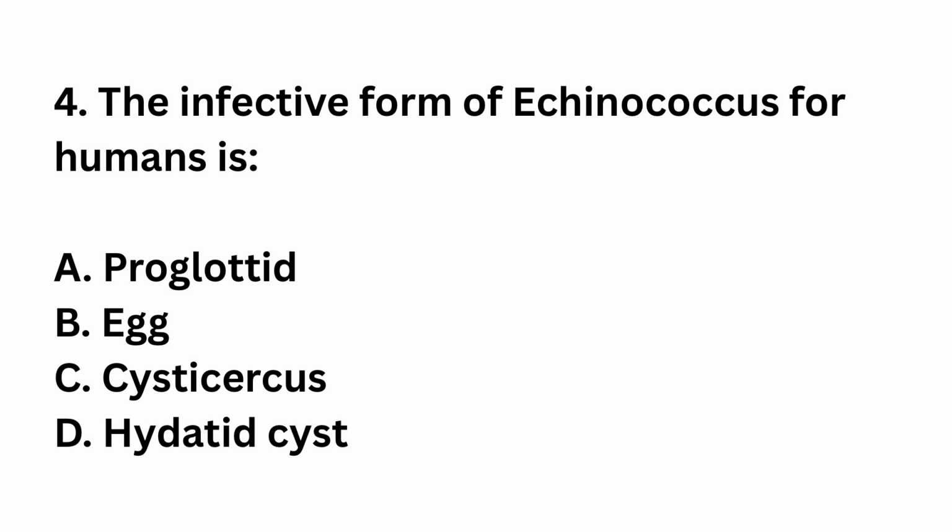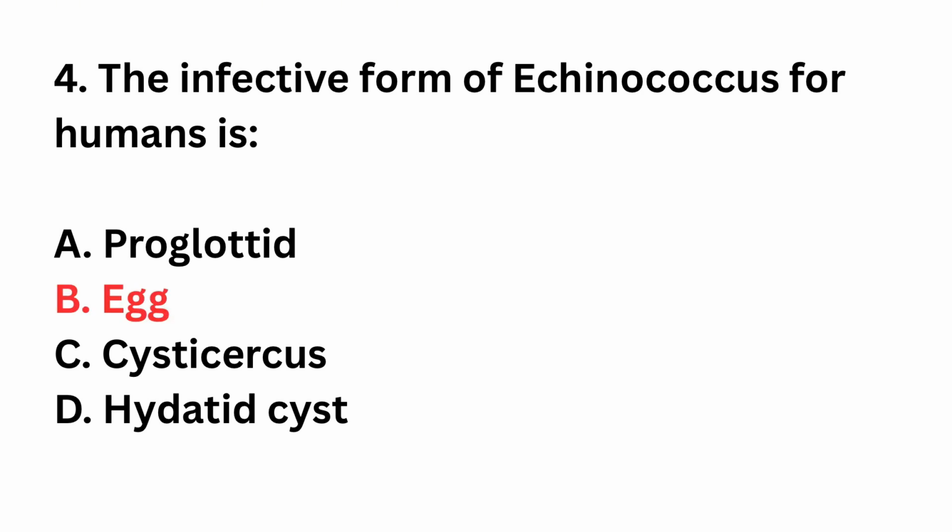Question number 4. The infective form of Echinococcus for humans is proglottid, egg, cysticercus, hydatid cyst. The right answer is option B, egg. Humans ingest eggs from dog feces. Larvae then form hydatid cysts in organs.